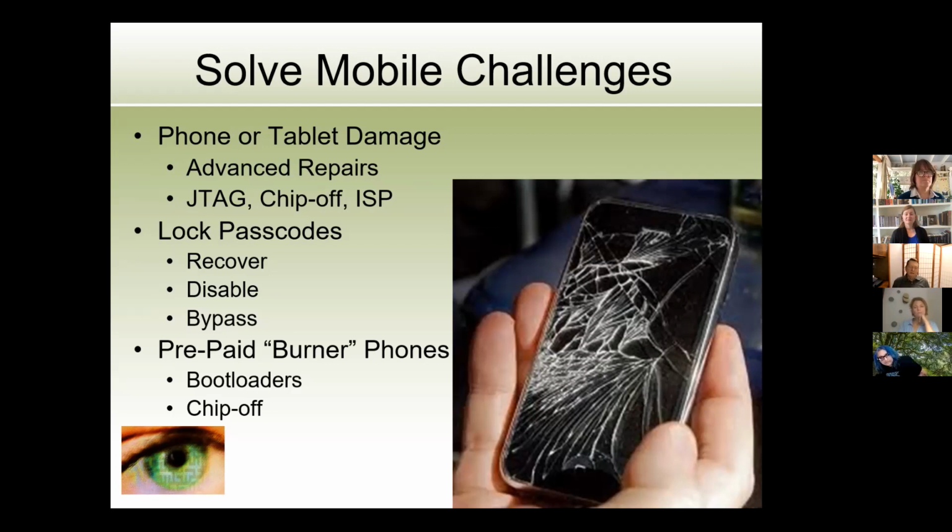And then, of course, there are these prepaid phones, burner phones, which are a challenge sometimes. You see them involved in criminal cases, sometimes drug dealers use a burner, but we have advanced techniques now to get into some of those as well, bootloader techniques and chip-off techniques and others. So it's fascinating, but these glitches, these problems come up, and we have to have solutions to get past the glitches so we can get into the phone.